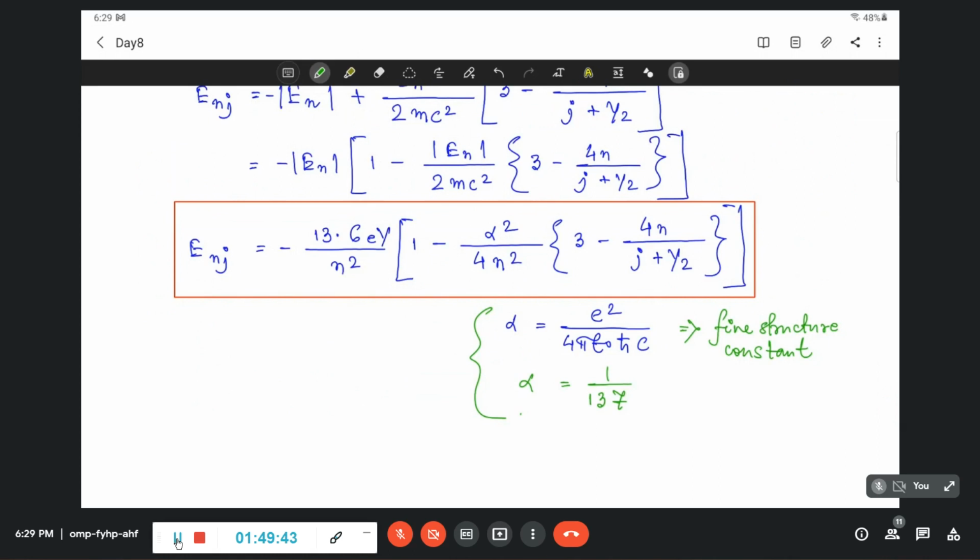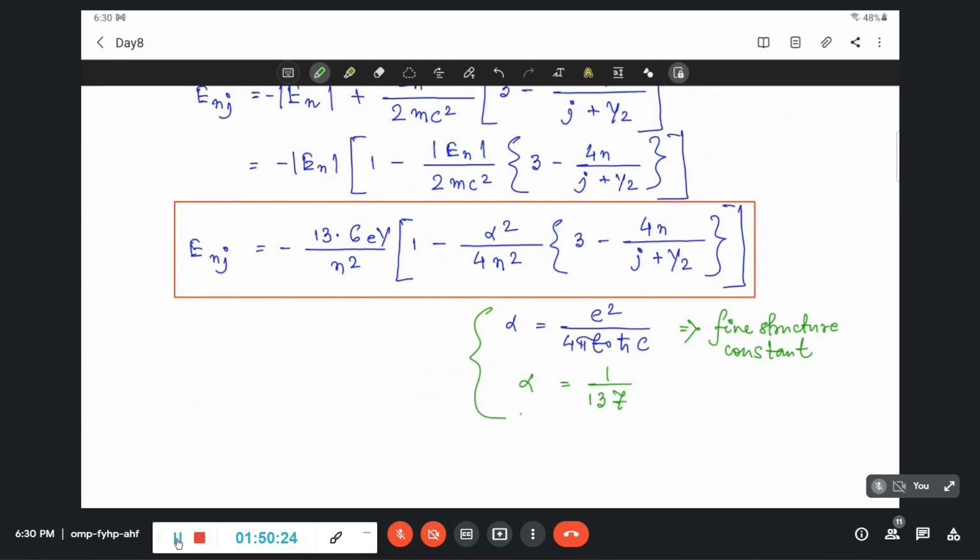So whatever I have done, the expression is correct up to order alpha squared. First what you derive is alpha to the power 0, so there is no correction, that is 13.6 eV by n squared. This is correct up to alpha to the power 0. Now this boxed expression you are seeing right now is correct up to alpha to the power 2. If you include hyperfine structure, you will see higher powers of alpha, and you can conclude that these corrections are smaller and even smaller than the original part.